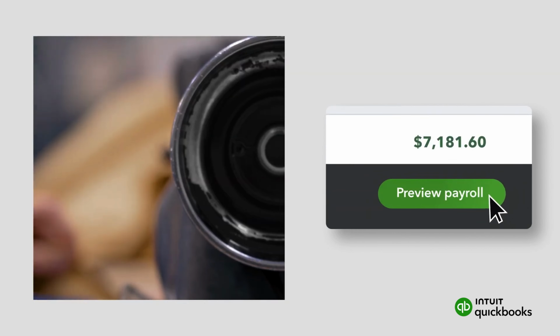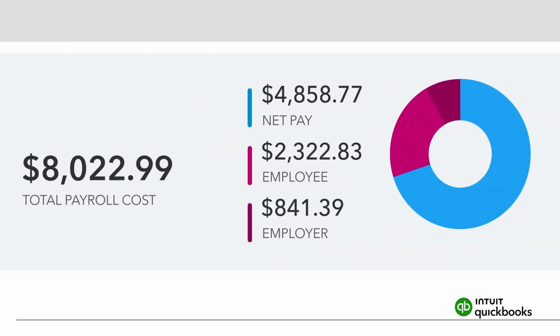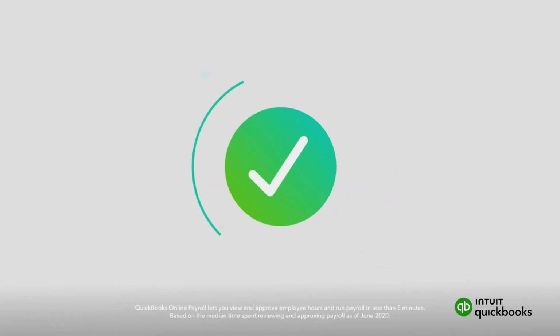By the end, you'll clearly understand how to streamline your payroll process and ensure satisfaction across your workforce with QuickBooks Payroll.